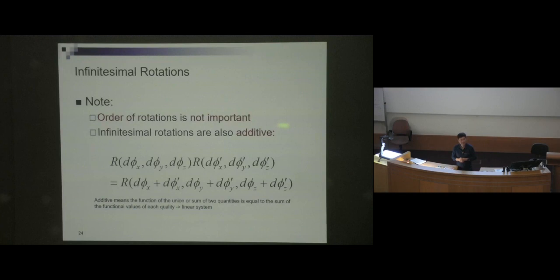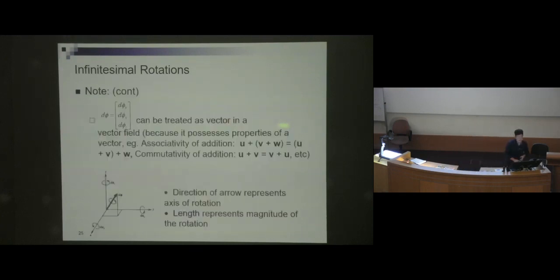Any question? So these are properties, and so we say that this can be treated as a vector in a vector field. So you have all the properties of a vector, and the vector itself, the red one, will indicate the direction. The direction of the arrow represents the axis of the rotation, and the length represents the magnitude.